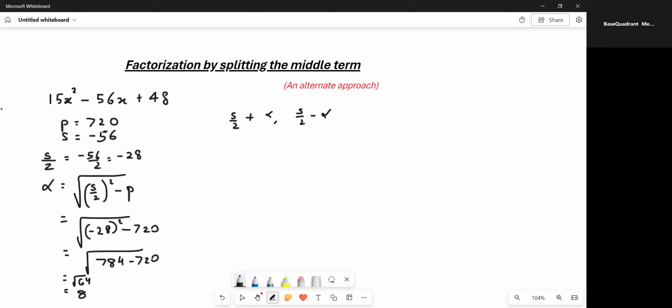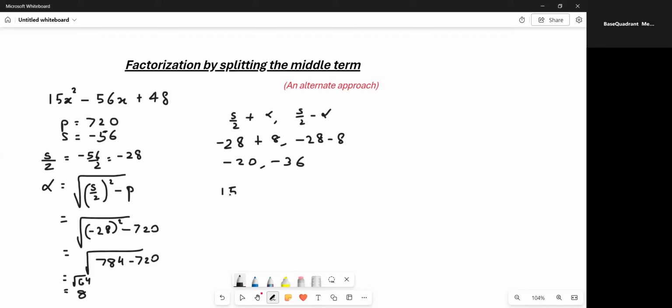Sum upon 2 is minus 28. So minus 28 plus alpha, which is 8, and minus 28 minus 8, which gives minus 20 and minus 36. Okay, so now we are ready for the factorization. Once we get these numbers, we do the factorization, which is known to you.